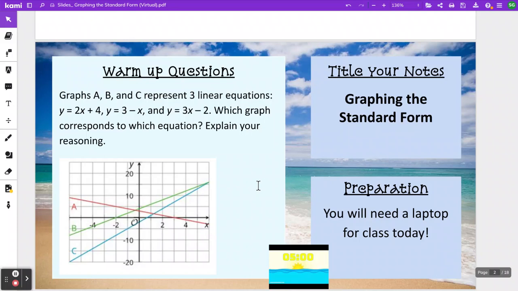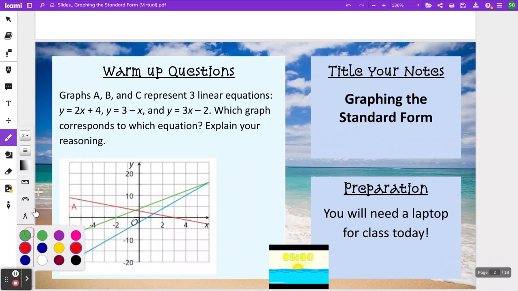So the warm-up question is asking you to match these three graphed lines, A, B, and C, with these three equations. The idea of this is that there are multiple things we can use to help us identify these graphs from these equations. For example, one of the things I can look at from these equations and identify is the slope of each line. Slope tells you the direction of the line. So for example, the slope of this line is 2, the slope of this line is -1, and the slope of this line is 3.